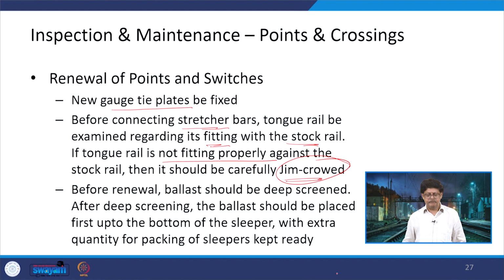Now, before renewal, the ballast should be deep screened. So, as and when we go for a renewal of the track and everything is being taken out, it is always good that we check whether there is a requirement of deep screening of the ballast, and if there is, we do it, and then again we relay the track. The ballast, first of all, if the deep screening is being done, is placed up to the bottom of the sleepers, and some extra ballast has to be kept ready, so that once everything is placed, then packing of the sleepers on the sides can also be done using that material.